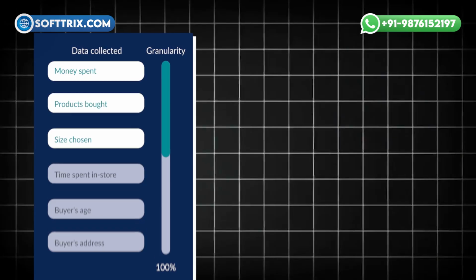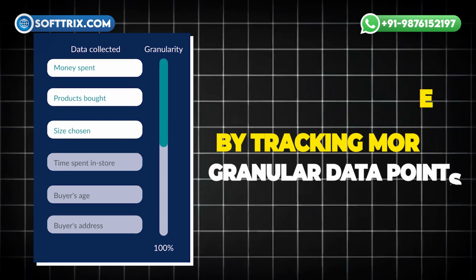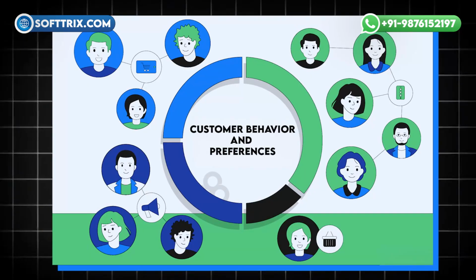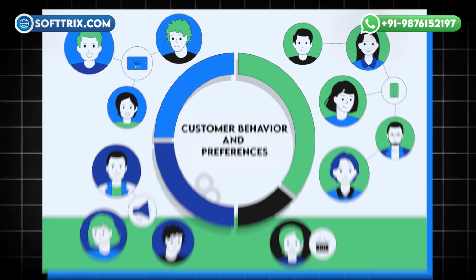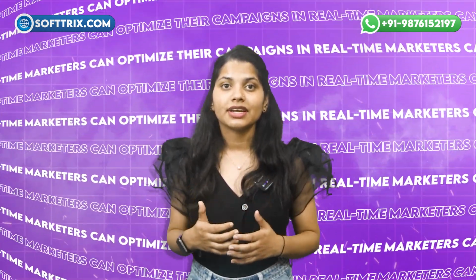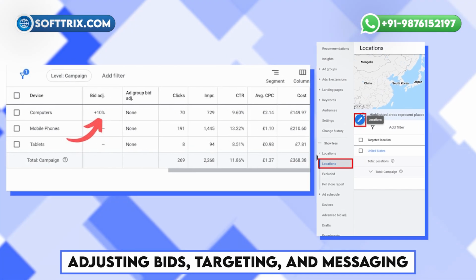Enhanced insights. By tracking more granular data points, such as specific user actions or interactions before conversion, it offers deeper insight into customer behavior and preferences. Optimized campaigns. With better data, marketers can optimize their campaigns in real time, adjusting targeting and messaging to improve ROI and overall campaign performance.